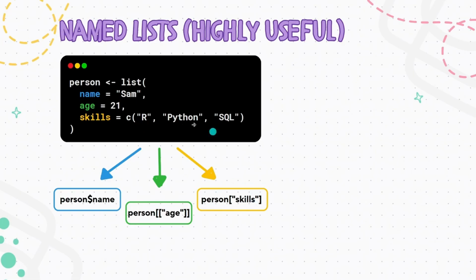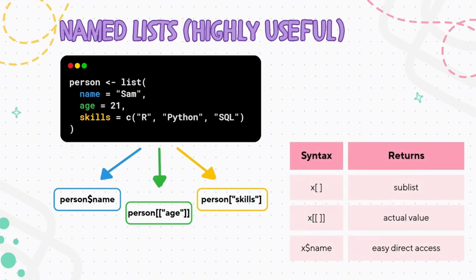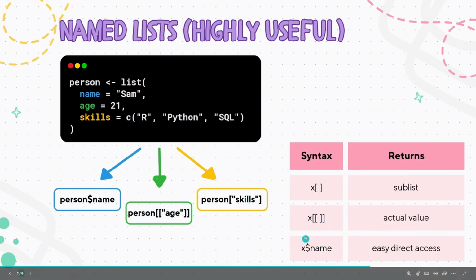In our case, this would not give us the actual vector which contains R, Python, and SQL. It returns a sublist like in our previous case because of the single bracket rule. So as a recap, the single bracket returns a sublist, the double bracket returns an actual value, and using the dollar sign followed by the name gives us the actual value as well, and this is easy direct access since you don't have to type out two brackets.